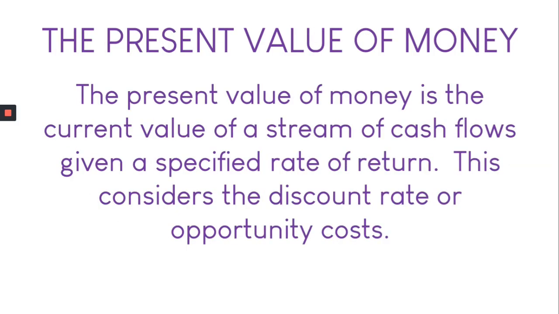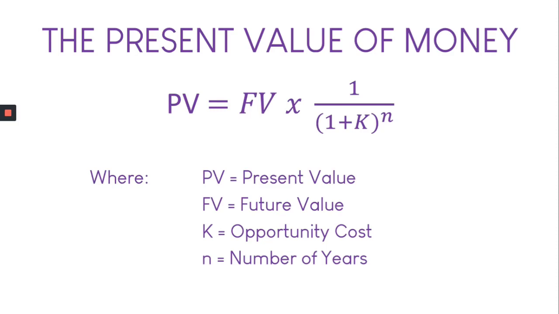Next one is the present value of money. The present value of money is the current value of a stream of cash flow given a specified rate of return. So the present value of money calculates how much the money is worth today. The values that we get are often projected values into the future. This considers the discount rates and the opportunity cost. Therefore, regarding the time value of money, the present value is computed as future value times 1 divided by 1 plus the opportunity cost raised to the number of years.